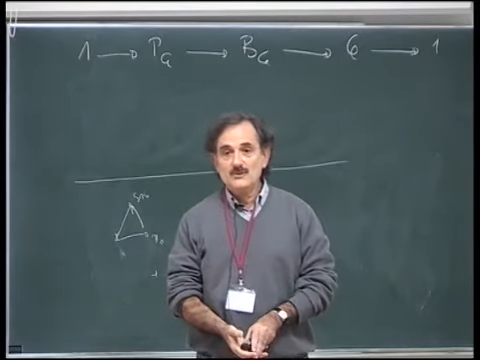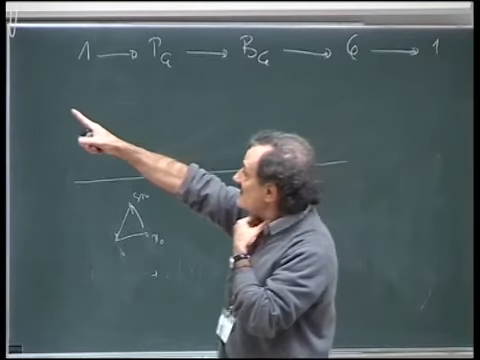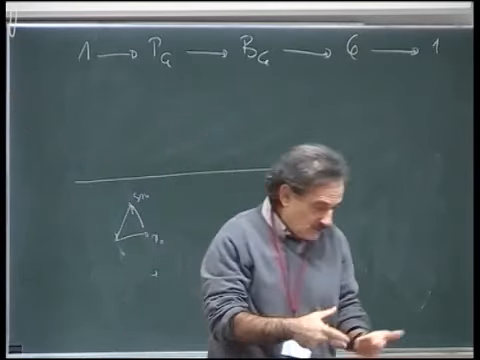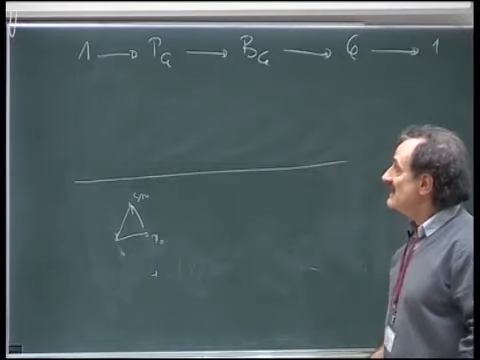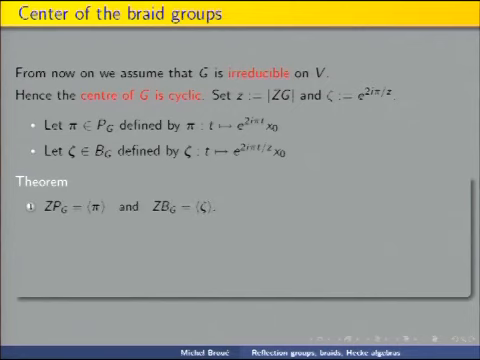Of course, this is a loop in V-reg mod G, since zeta is in the center, this scalar is in the center of G. So this is a loop in V-reg mod G, so this element is in the braid group BG. Now comes the theorem. In this context, the center of the pure braid group is infinite cyclic and generated by this pi. The center of the braid group is infinite cyclic and generated by this element zeta bar.